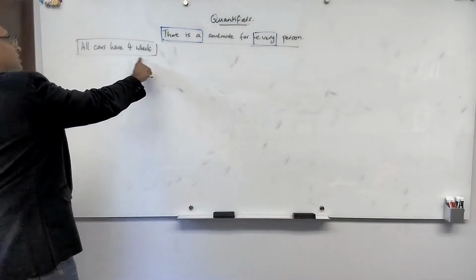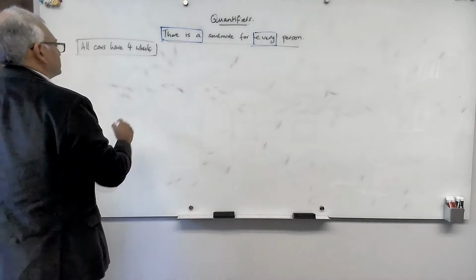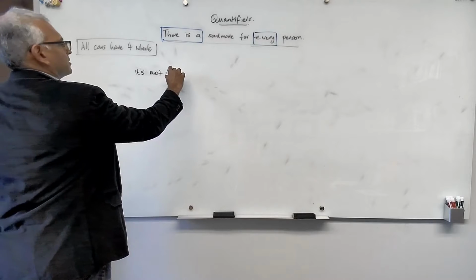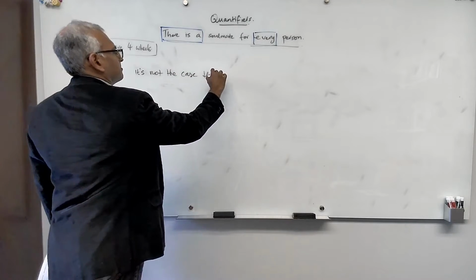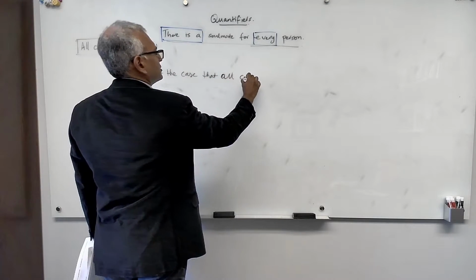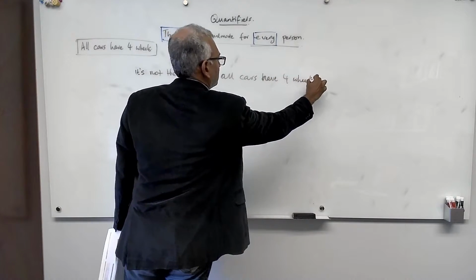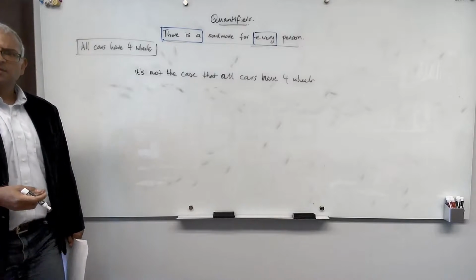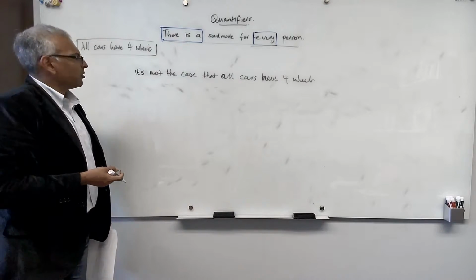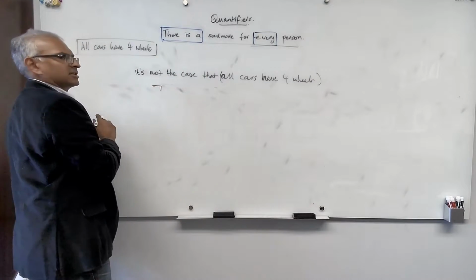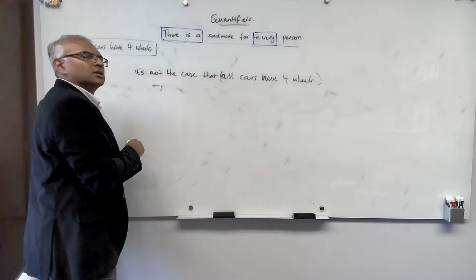Now, suppose it's not the case that all cars have 4 wheels. So there are certainly some 3-wheelers in the country where I was born. So it's not the case that all cars have 4 wheels. So this would be the negation, so you can negate statements involving quantifiers.